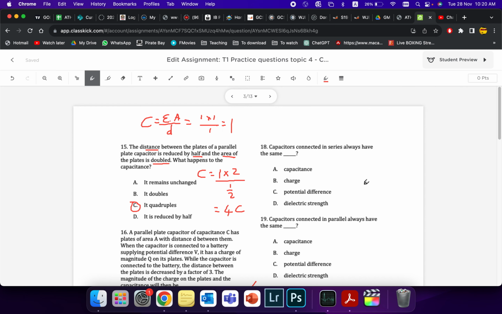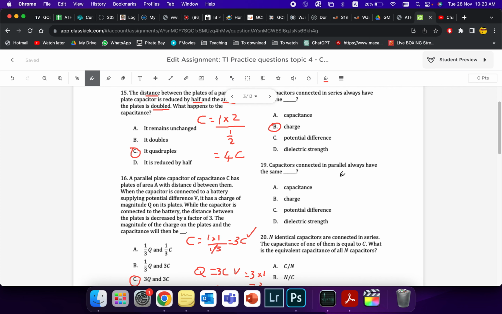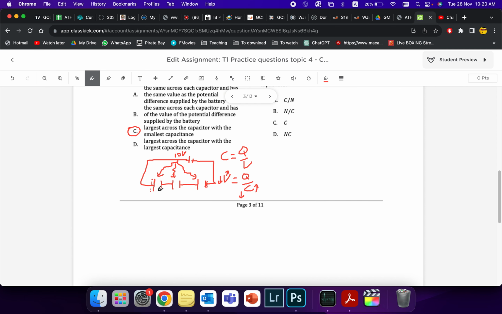Alright, capacitors in series have the same, I kind of just gave it away, the same charge. So the Q, whenever you calculate it, is the same in series. In parallel, it's the opposite. If I was to add another branch with another set of capacitors, it doesn't matter, this 10 volts going to each will also come to here as well.